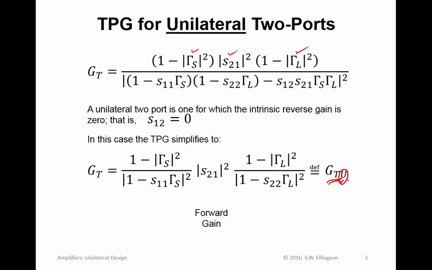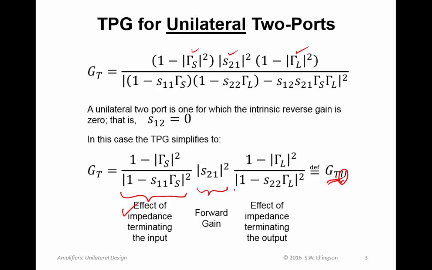Now, as I pointed out, this gain, whether it's a transducer power gain in general or for unilateral two ports, involves the forward gain, the intrinsic forward gain. And then we have these other two factors. We have one factor here which depends on S11 and the source impedance. So that is clearly representing the effect of the impedance terminating the input. Similarly, we have over here a factor which depends only on S22 and the load impedance. So clearly that's representing the effect of the impedance terminating the output.